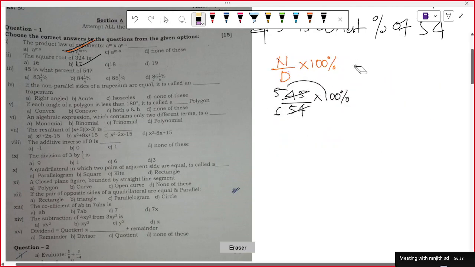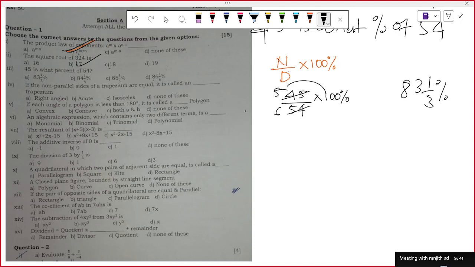What's the answer? 83 1/3. Yes, sir, 83 1/3. Okay, the fourth and fifth are a different chapter. The fourth and fifth, an algebraic expression, and even the sixth, you all don't have. But let me try the sixth one.